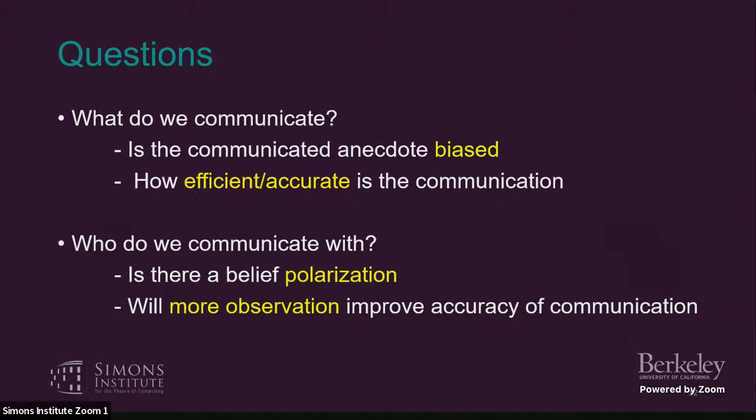And the high level questions that we are interested in are: what do we communicate? Is there going to be bias in the anecdotes that we communicate? And how efficient is this whole communication with anecdotes? How effective or informative will the communication be? How accurate is it going to be? And we also want to understand the other effects of who we are going to communicate with. Is there going to be belief polarization, or are there going to be preferences for communicating with certain kinds of senders or receivers over others?